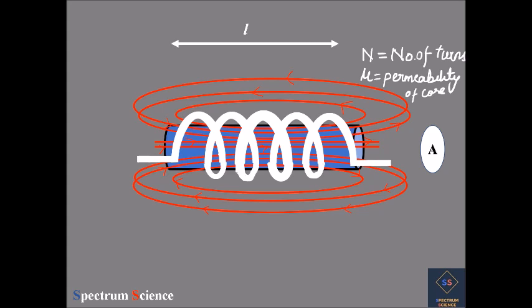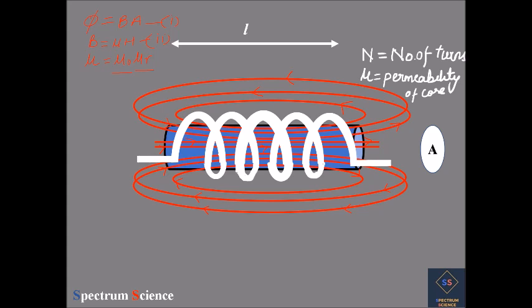The first one is phi equals BA, where phi is the magnetic flux, B is the magnetic flux density, and A is the cross-sectional area of the core. The next one is B equals mu H, where B is the magnetic flux density and H is the magnetic field strength, and mu is the permeability of the material. It is given by mu equals mu naught mu r, where mu naught is the permeability of air and mu r is the relative permeability of the material.